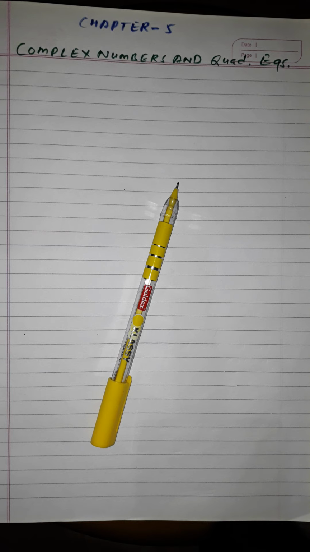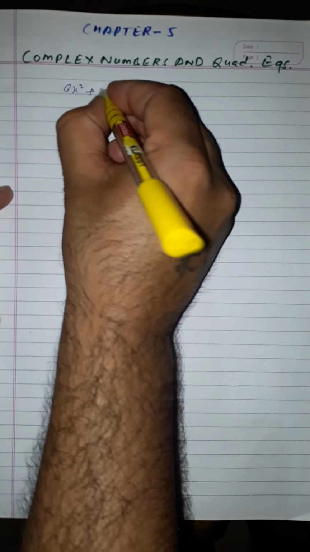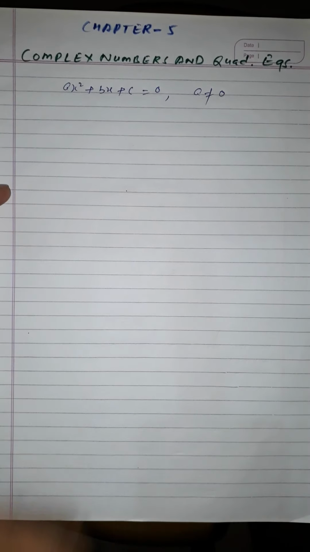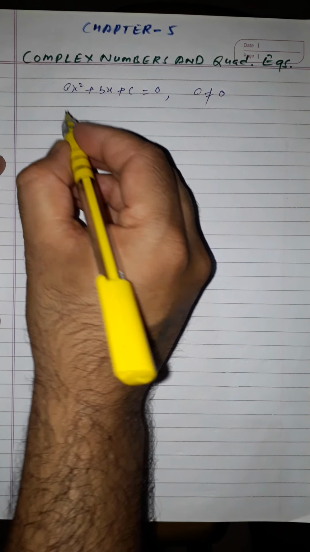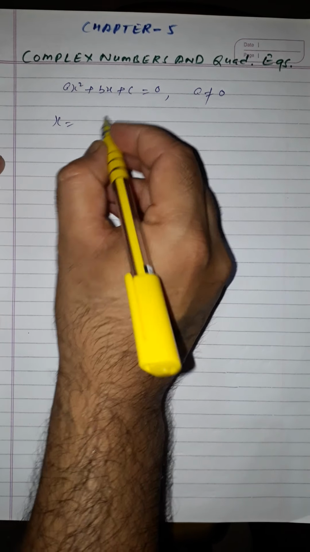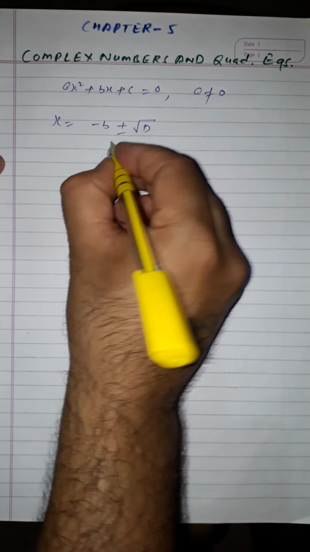Students, today I am going to start with your chapter number 5, complex numbers and quadratic equations. In 10th class, you have done the quadratic equation, and while we write a quadratic equation ax square plus bx plus c equal to 0, where a is not equal to 0, you know the formula for its roots, that is x is equal to minus b plus minus under root d upon 2a.